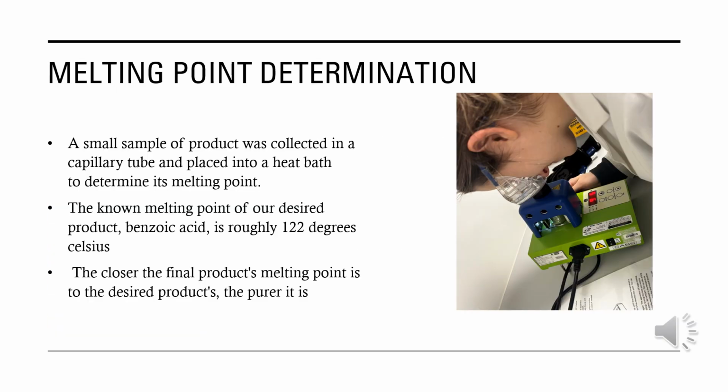Determining the melting point is used as just a quick check to see how pure our product is, because our desired product is benzoic acid, and the melting point of benzoic acid is known to be about 122 degrees. And if our product's melting point is close to that, then we know that it's pure.